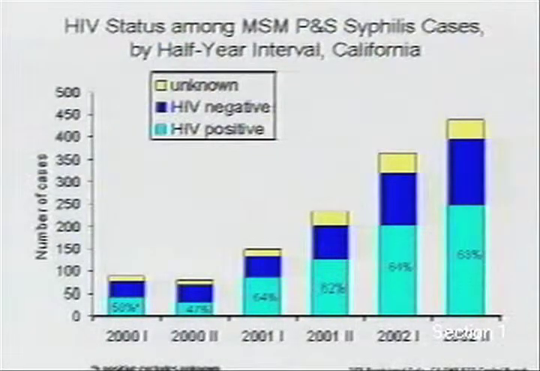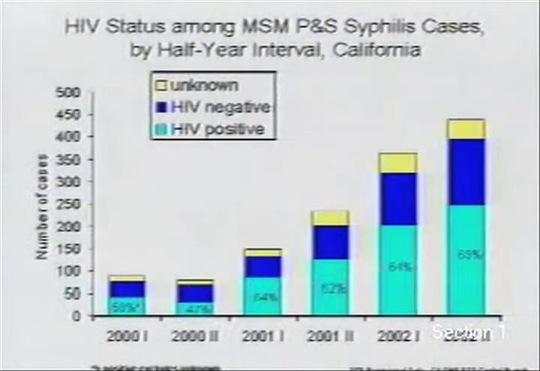Here's one, however, where the stacked bar is appropriate. This is showing, back to syphilis, the number of syphilis cases in half-year intervals in California among men who have sex with men. And the last bar, for example, you can see that the numbers have increased, clearly, by looking at the height of the bars. But the bottom bar is the proportion of the cases that are HIV positive. So you can see that of the syphilis cases, 63% were HIV positive in the most recent half-year interval. So obviously a very important public health issue.